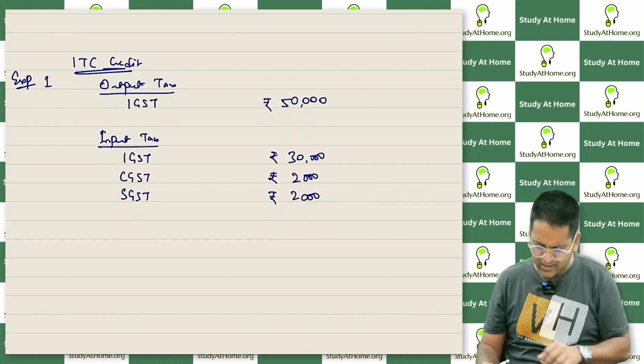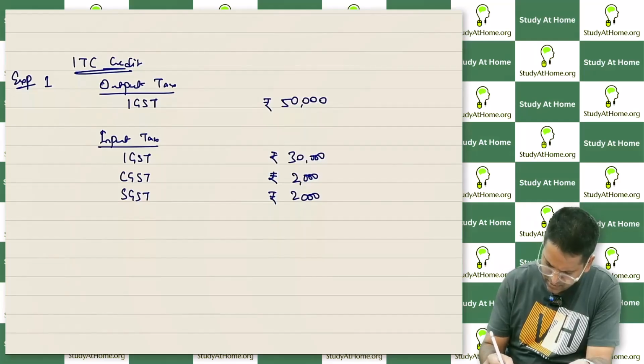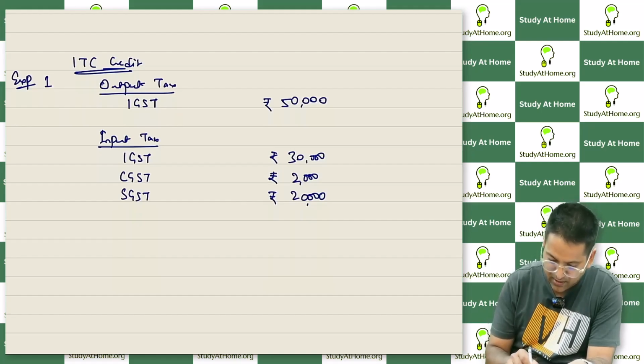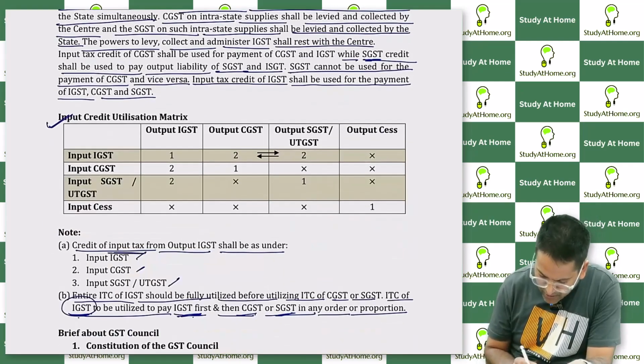Now, how to adjust this? I have IGST. Let's do one thing. We'll take CGST as 2,000 and SGST as 20,000. It will be fun. Okay. Now let's read a law about how to adjust. If the output is IGST, how do we adjust this? See what was written: credit of input tax from output IGST.